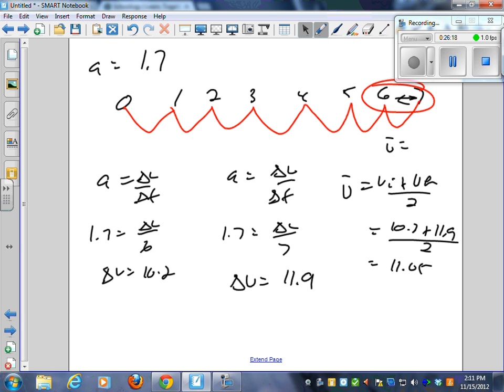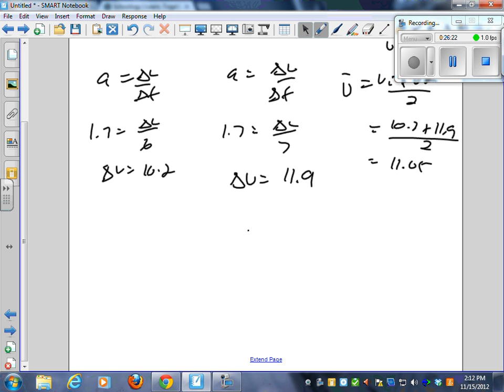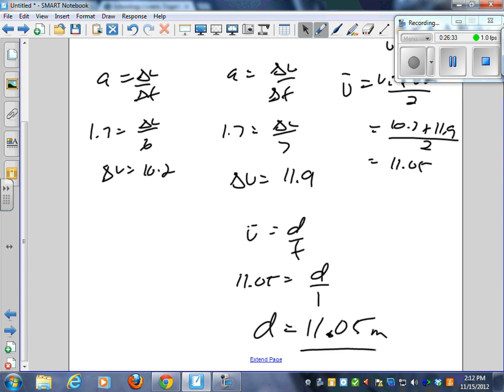And how long is that 7th second? Well, it's only 1 second long, isn't it? V bar equals d over t, and I'm hoping you can do this in your head, because it's times by 1. 11.05 meters. That's a hard one. Not really, but it certainly shows that you have good understanding.